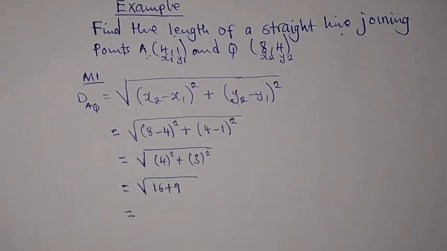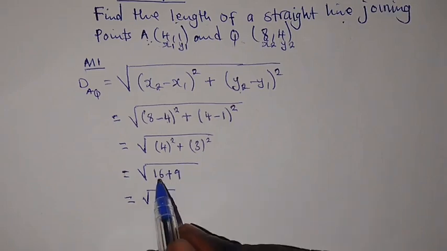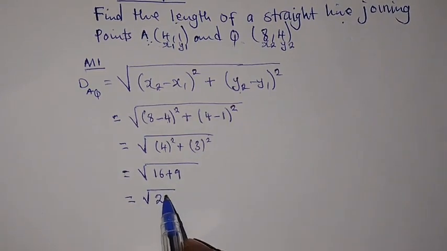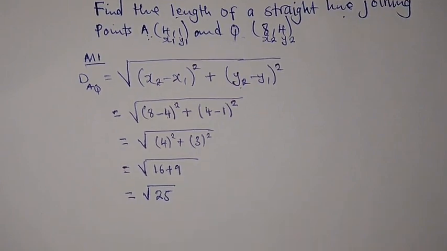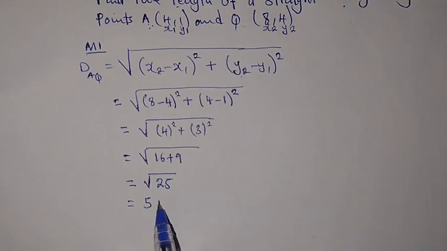So remember, this type of question usually comes in Mathematics Paper 1. So there is no need for you to use a calculator. So 16 plus 9 gives us 25. So you just need to find the square root of 25, which is 5 in this case. We can even put 5 units.